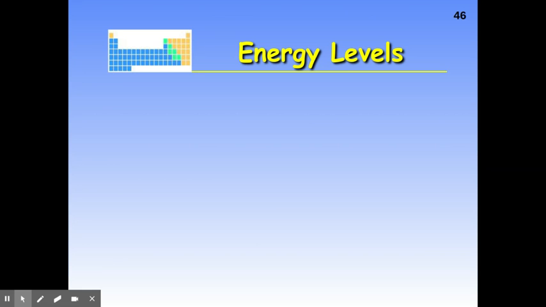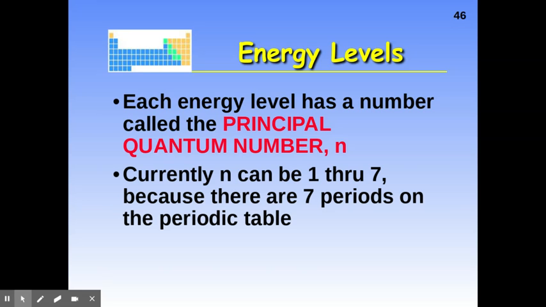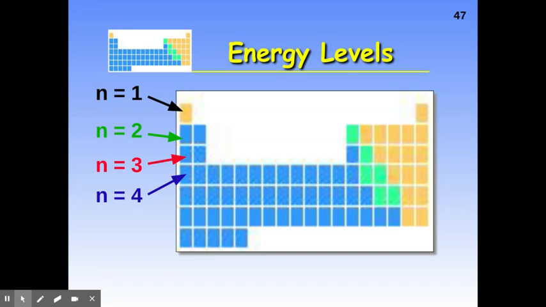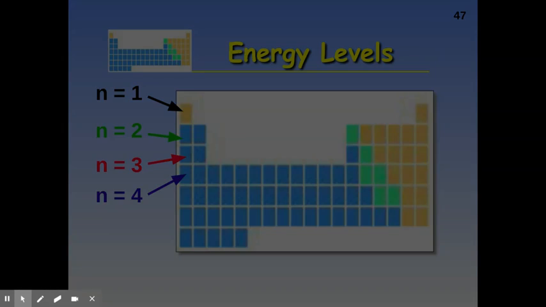So let's talk about energy levels. Do you have your periodic table in front of you? Hopefully you do, and you can write these things on there. So each energy level has a number called a principal quantum number. We use the N to signify that. So N could be 1 through 7 because there are 7 periods on the periodic table. So if you have your periodic table, you might want to write these numbers out to the side. This is energy level 1, 2, 3, 4, 5, 6, 7. You might want to go ahead and write that on your periodic tables.